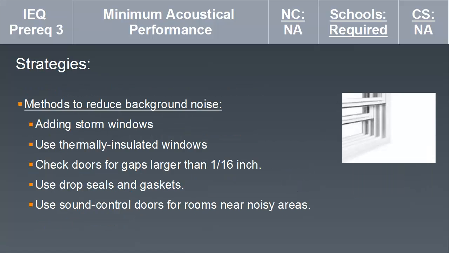More strategies for reducing background noise include adding storm windows that are better insulated, use thermally insulated windows, which helps with energy performance, so synergy with optimizing energy performance, energy and atmosphere credit as well. Check doors for gaps larger than 1/16 inch. Use drop seals and gaskets. And use sound control doors for rooms near noisy areas. So once again, isolating those areas so the noise doesn't penetrate. This is really important for classrooms, which is why it's required for schools.